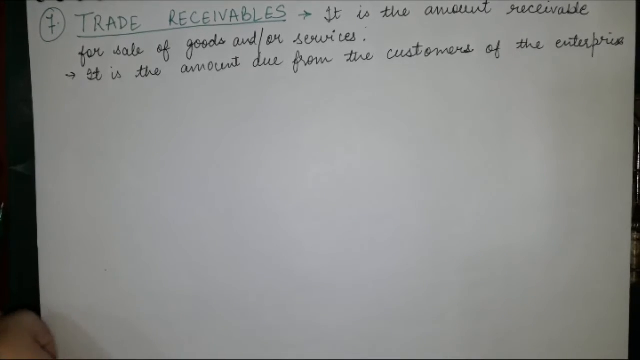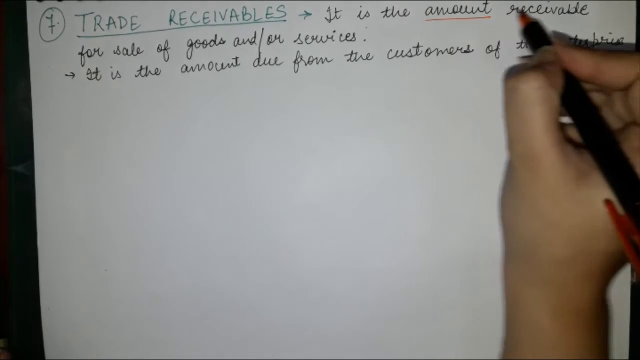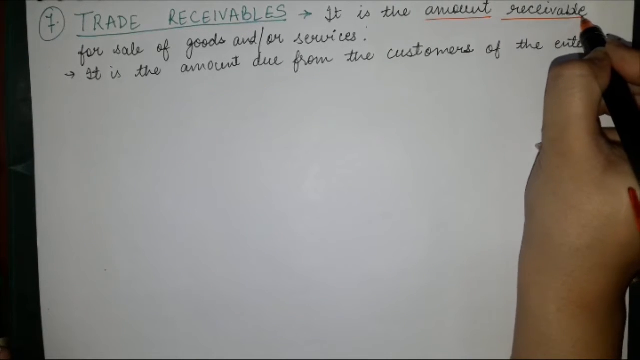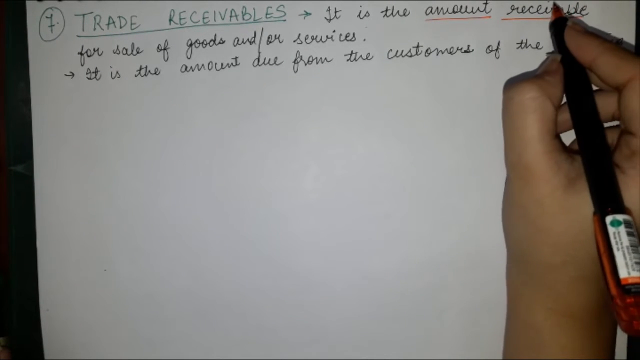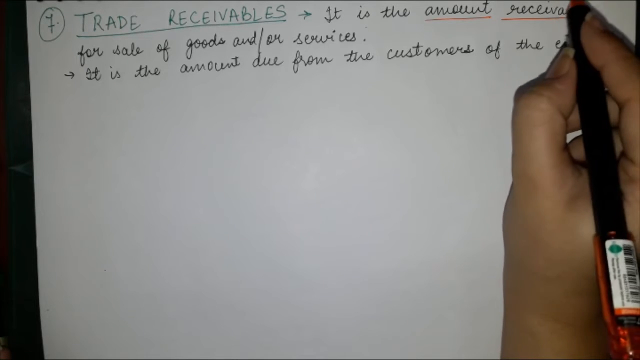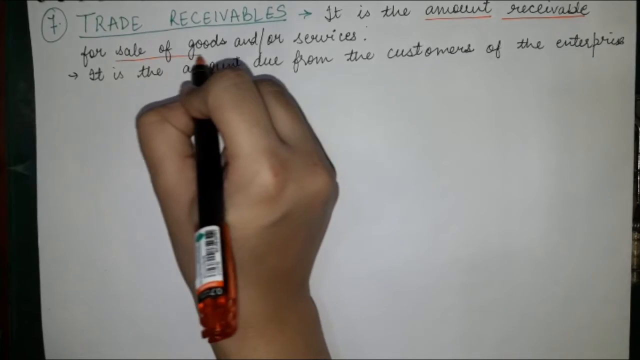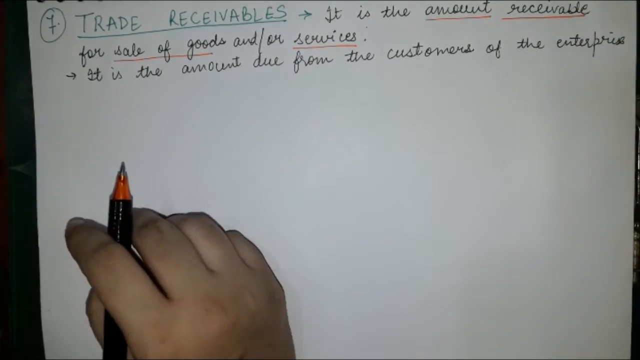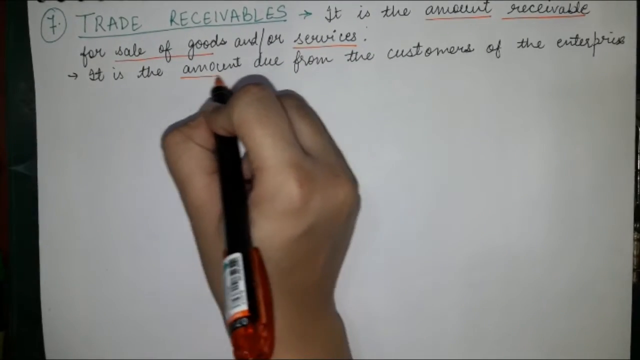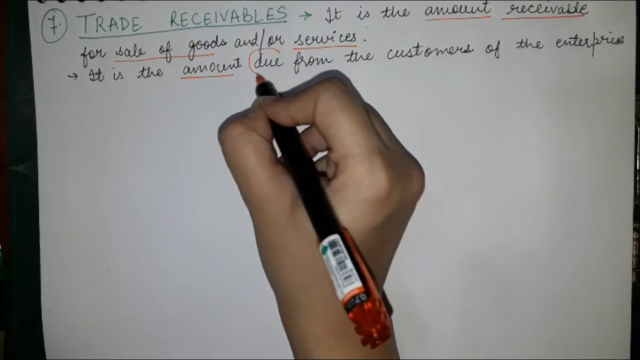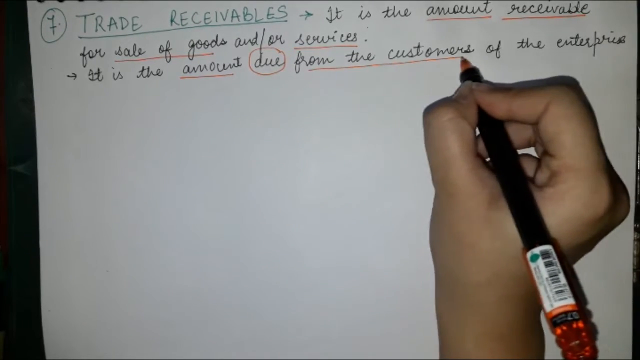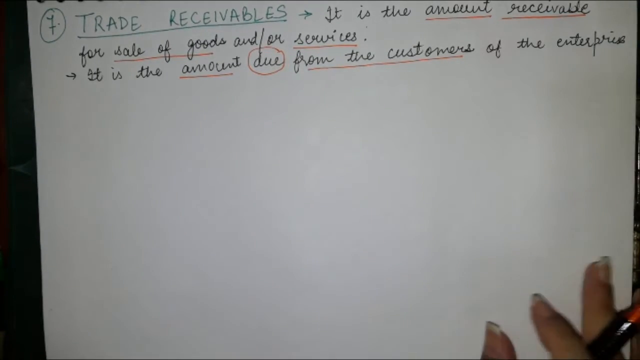Now what does it say? It is the amount, वो amount which is yet to be received. अभी आपको वो पैसा मिला नहीं है. The amount that is going to be receivable. क्यों? क्योंकि आपने कुछ goods सेल किए थे या कुछ services सेल करी थी. So basically it is an amount which is due. अभी due है, किन से due है? From our customers of the enterprise.